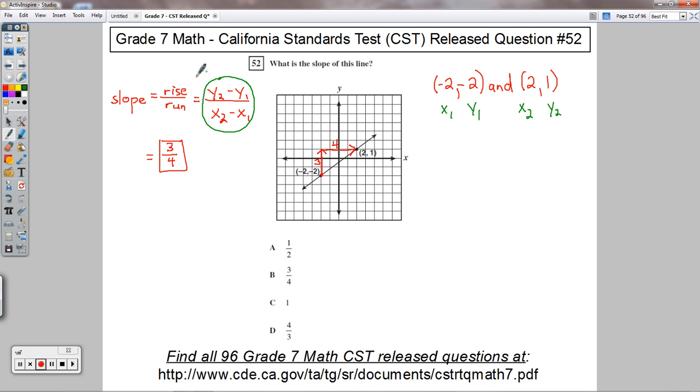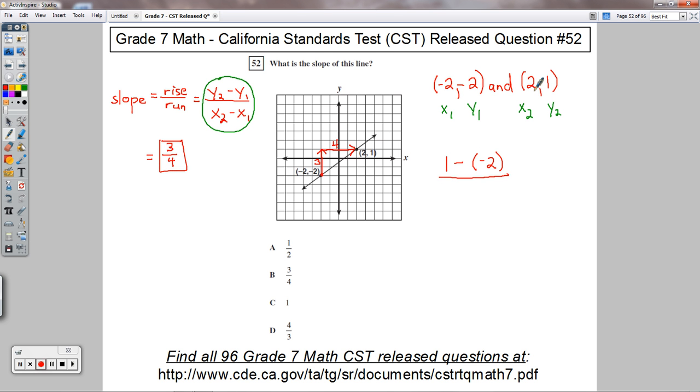It's your change in y's, which hopefully makes sense. That's the rise part, the up and down part. And then the change in x's is your run part, the left or right part. So if I plug in the numbers, I'm going to use y2, which I labeled as 1. So I've got 1 minus y1, which is -2. The form is y2 minus y1, so you have to do 1 minus -2.